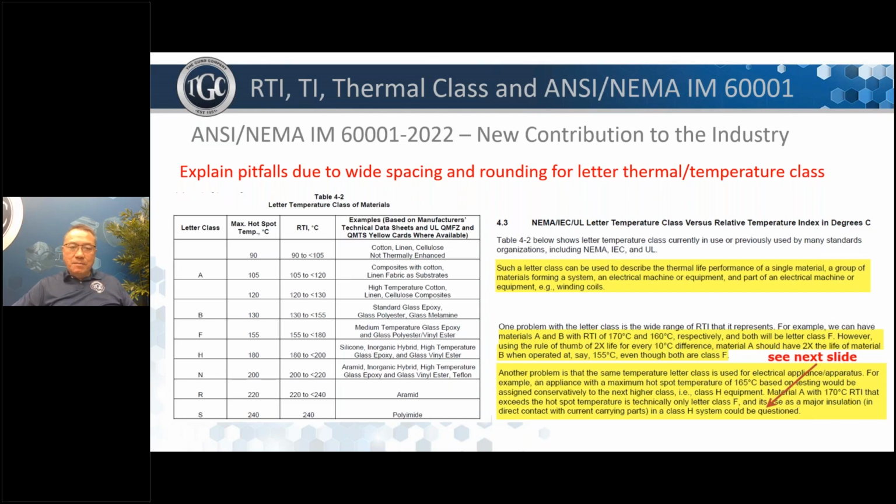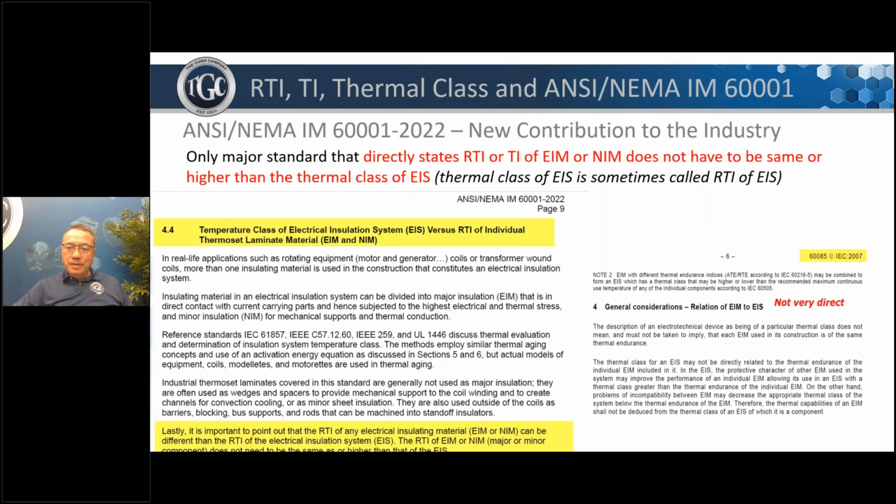class F, class H, because the spacing is too wide. And then when you test the RTI of a material, if it's 170, if you want to give it a letter class, it can only be class F. It cannot go up. But then when you have an appliance, and even though your hot spot is 165, you have to consider it as 180 hot spot. So what that means is that even though your insulation tests out better than the hot spot of the appliance, technically it cannot be used. That's one of them.